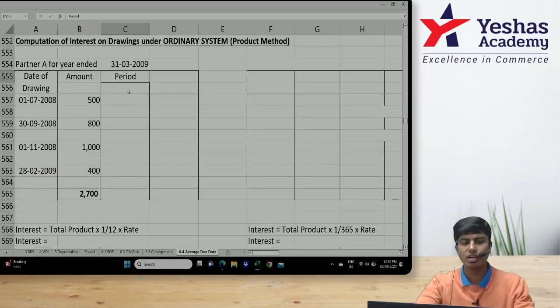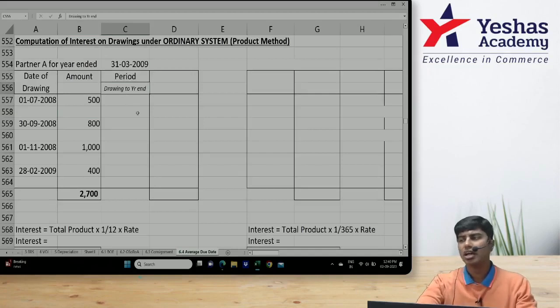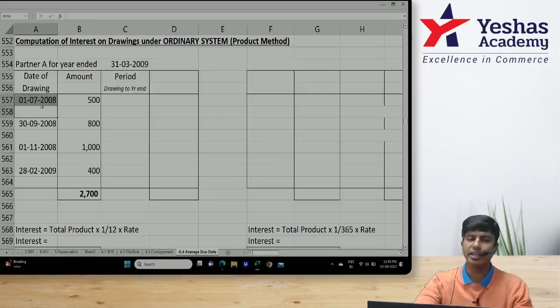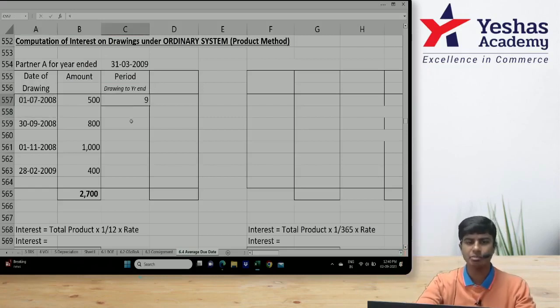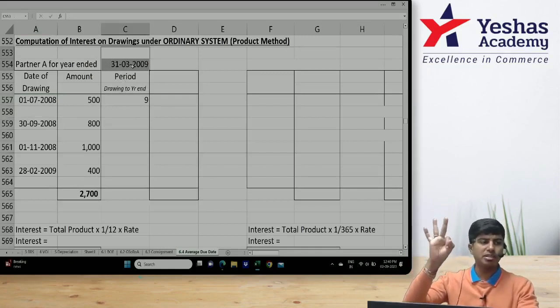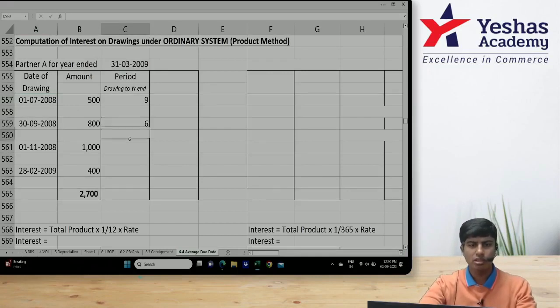Okay, we'll do it with the product method. How did you do it in PU? You do it from the date of drawing till the year end. 1st of July to 31st of March: July, August, September, October, November, December, January, February, March. How many months? I'll write here 9 months. We'll write it in months. 30th of September to 31st of March: October, November, December, January, February, March. 6 months. Then 5 months. Then 1 month.